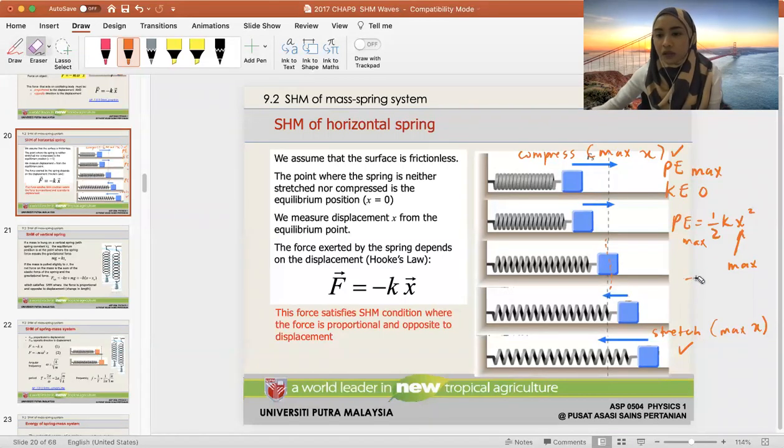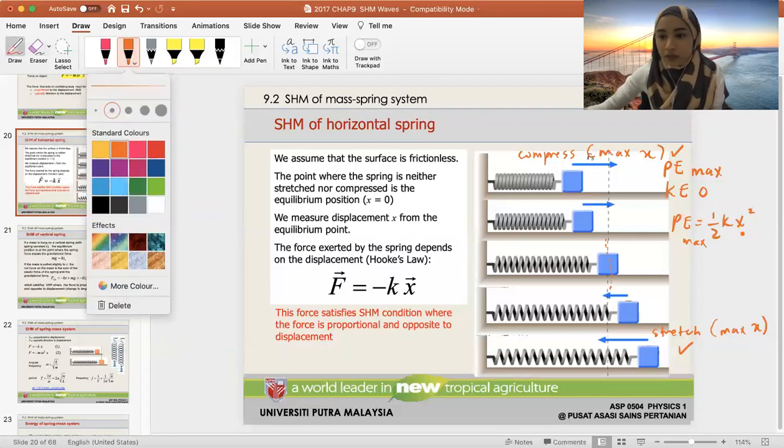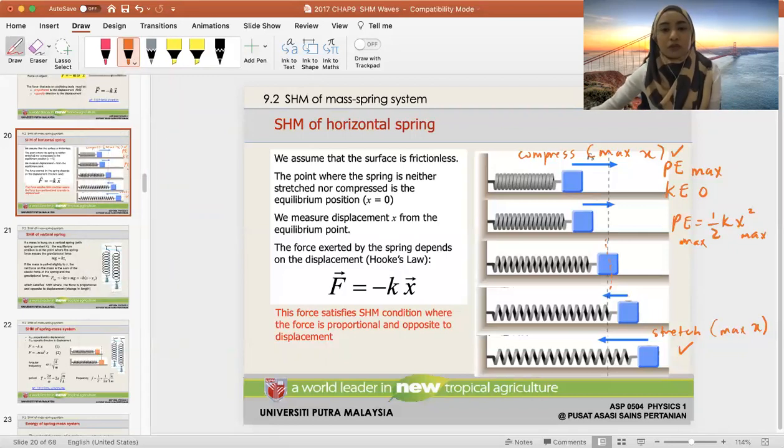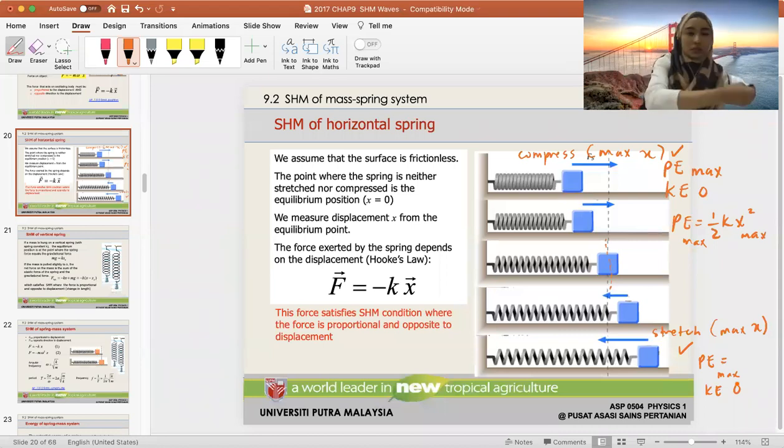Okay, let me write that down here as well. So this is maximum. PE also becomes maximum. When I stretch it, I am also giving it maximum X. PE is also maximum. KE is also equal to 0 at this point when I'm stretching it and when it is compressed. Okay, so now kita bayangkan.